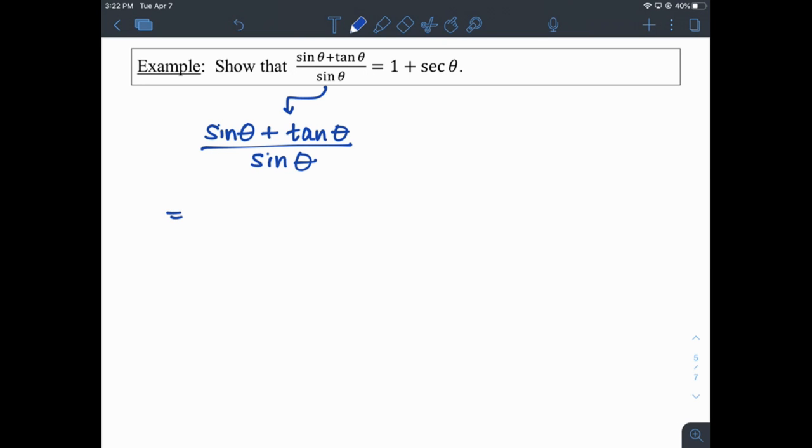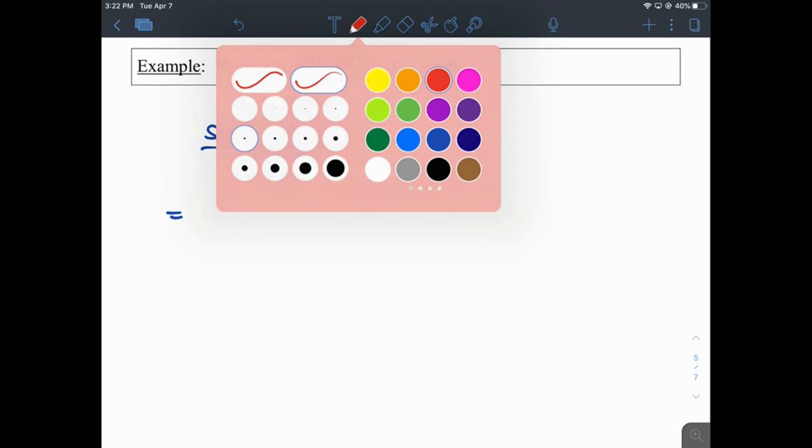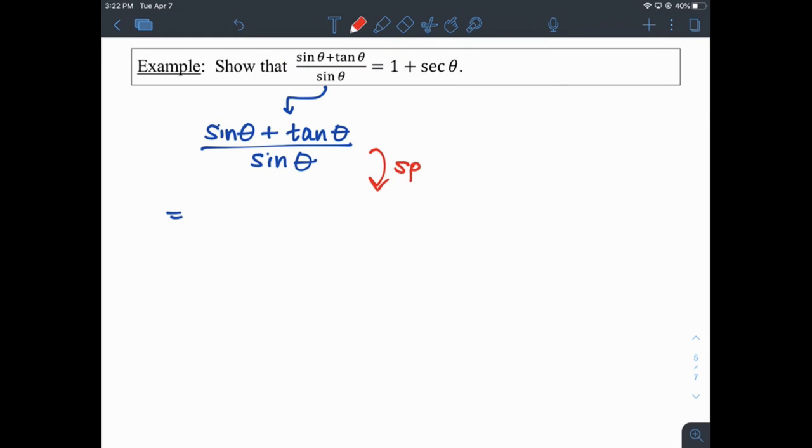So options here, you can change tangent of theta into sine of theta over cosine of theta. You can also take this fraction and split it. That was one of the algebra tricks that we addressed in the previous lesson. If you see addition or subtraction in the numerator, we can split the fraction. If you have addition or subtraction in the denominator, you can't do anything with that. I think I'm going to take that route. So we split the fraction up.